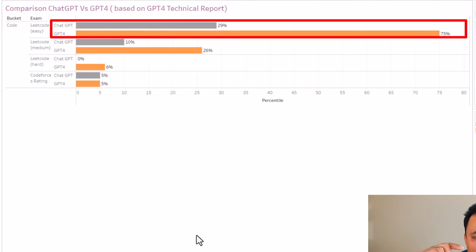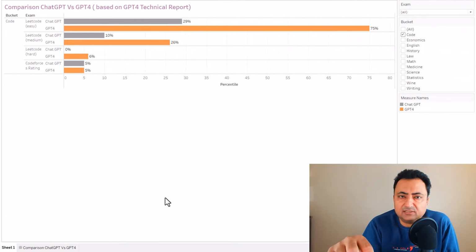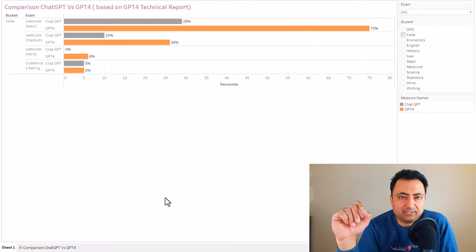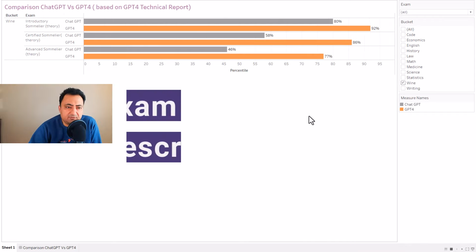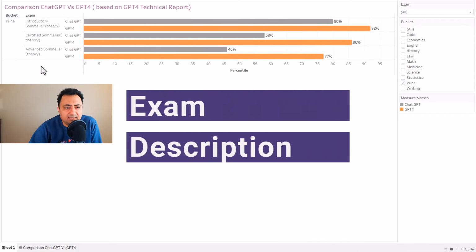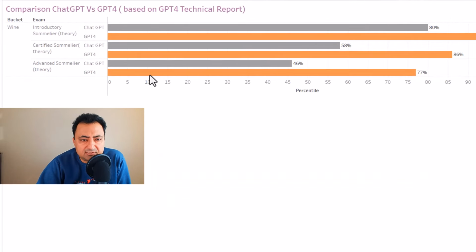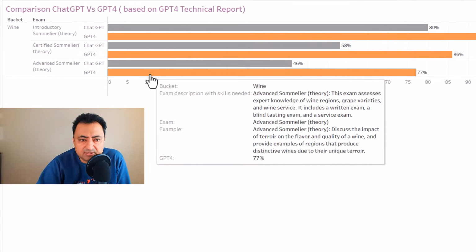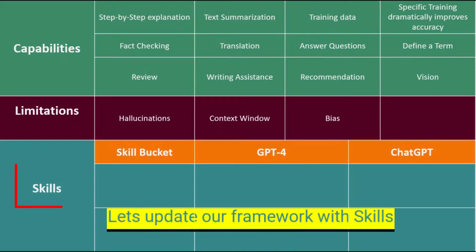Now, if you look at the bar that is there, the higher the better, or the longer the better. So for example, this bar represents the percentile. What does 75 percentile mean? It means that you're better than 75% of the test takers. So let's say, for example, we're looking at wines, and there's an exam called the Advanced Sommelier Theory exam. What does this really entail? What you can do is just hover over any of these bars, and it's going to give you information regarding what this exam is about, and it'll also give you an example question.